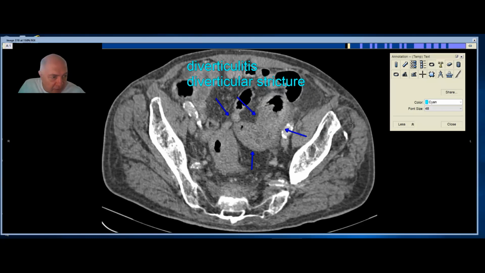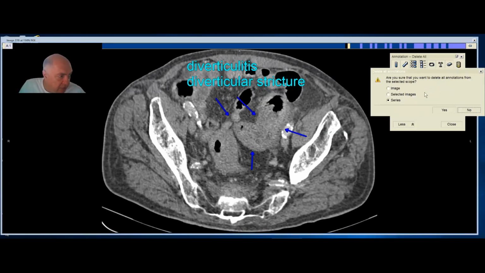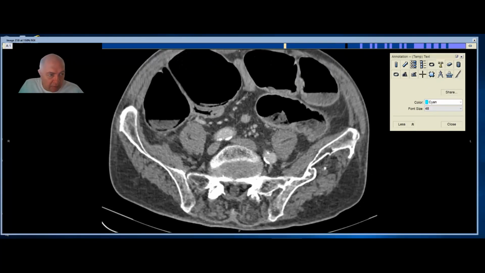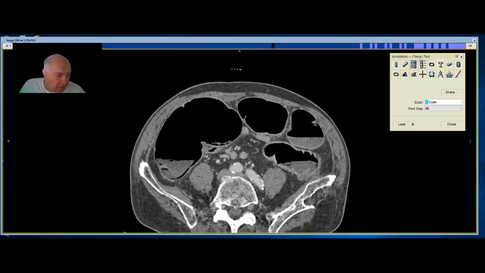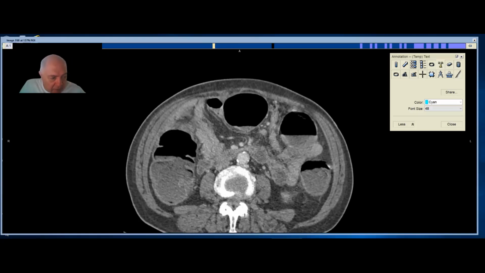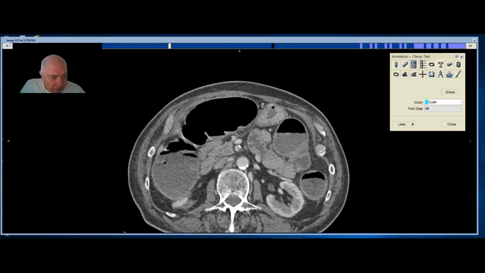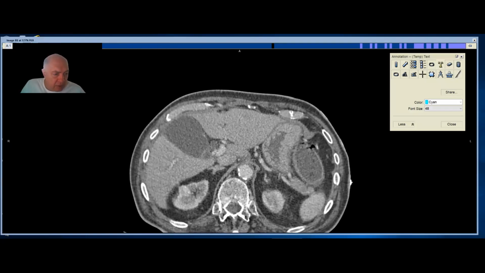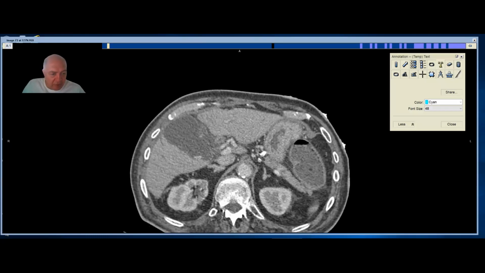There's no evidence of free air. If you had free air, you'd see the free air around the abdomen, but there's no free air. All the air is within the colon. All the black stuff there is within the colon. So we can safely say there's no perforation at this stage.